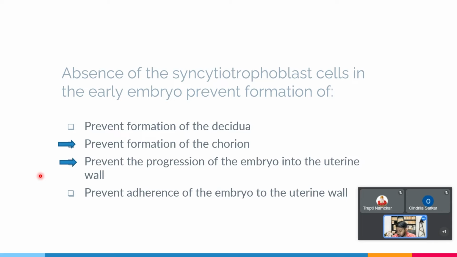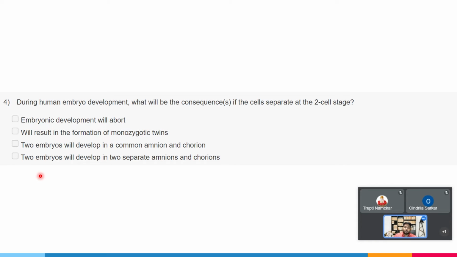Okay. So we move on to the next one. Next we look into further aspects of mammalian development and look at the formation of the embryo itself. The question is, during human embryo development, what will be the consequence or consequences if the cells separate at a two-cell stage? So if the embryo divides into two at the two-cell stage, then what will happen?